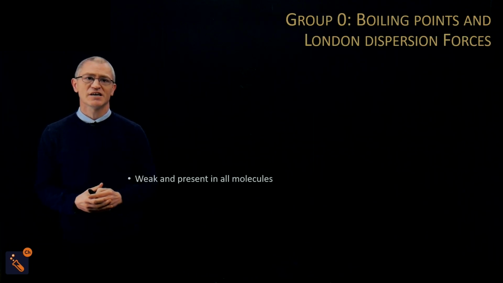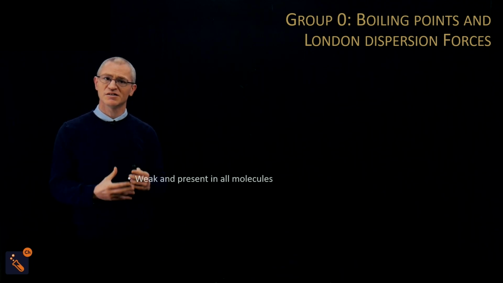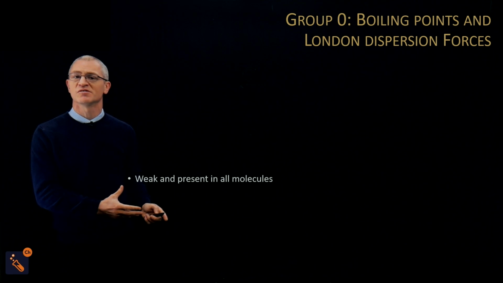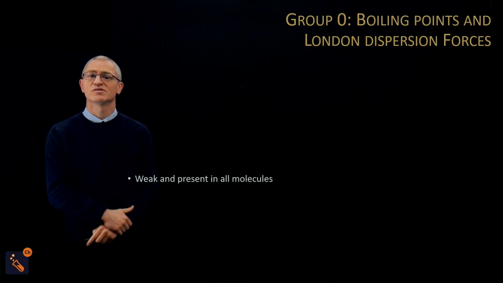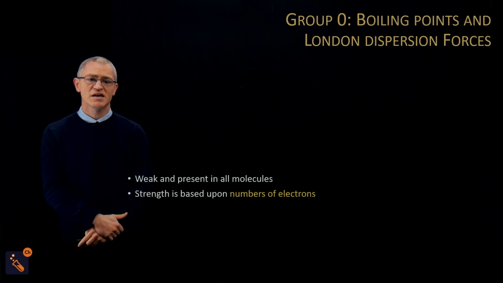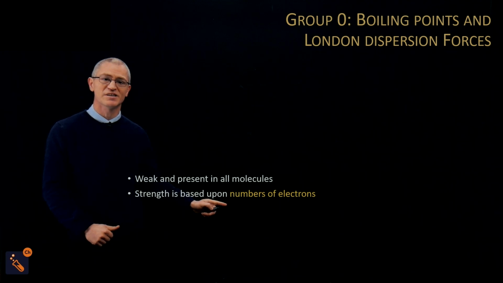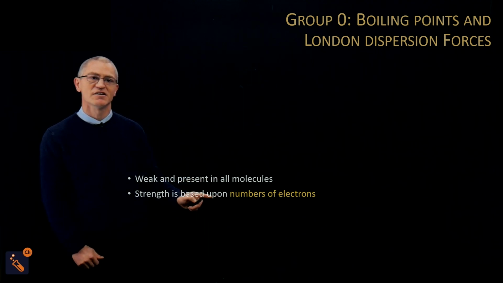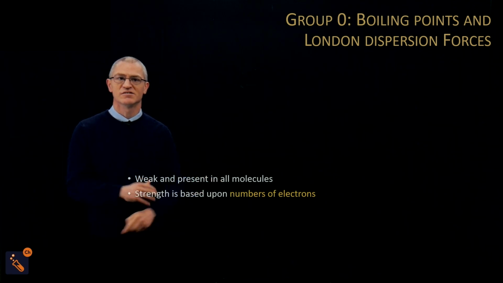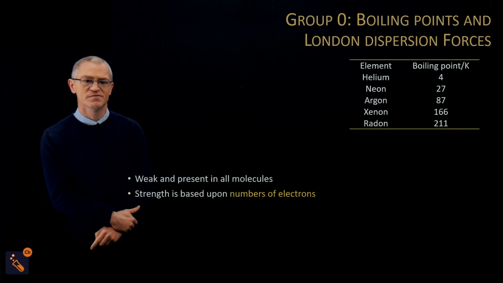Now, let's look at how this affects the boiling point. So first of all, the London dispersion forces are weak and present in all molecules. So we get the instantaneous dipoles and the induced dipoles in all molecules, okay? The strength is based, though, on the number of electrons, and that's really important. That's an exam answer. Number of electrons is where you need to look, okay, to decide on what the strength is of these London dispersion forces.